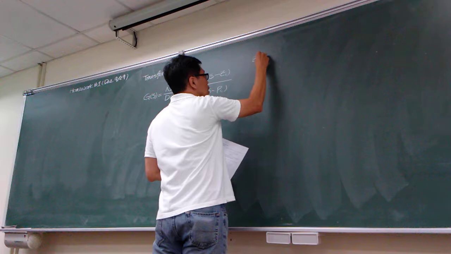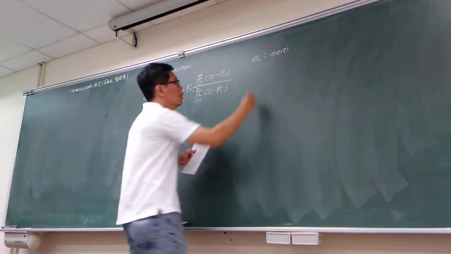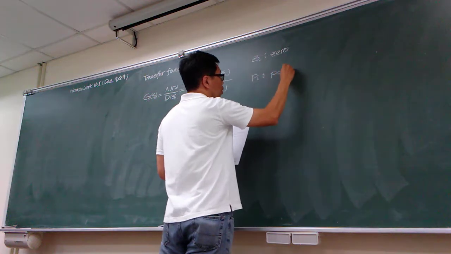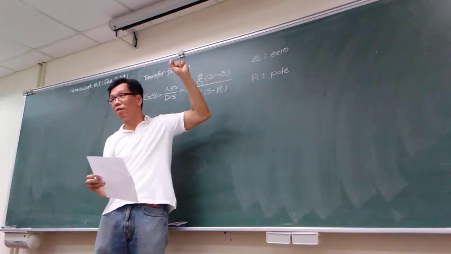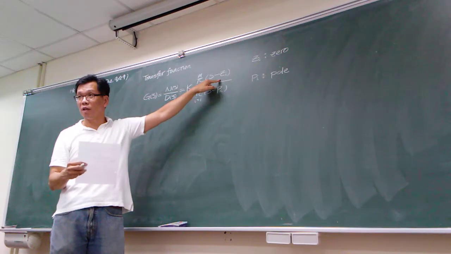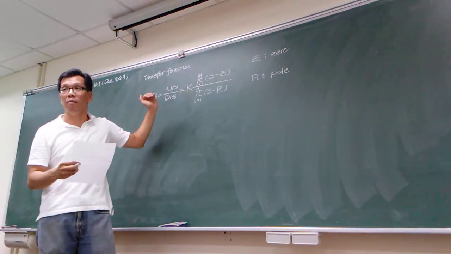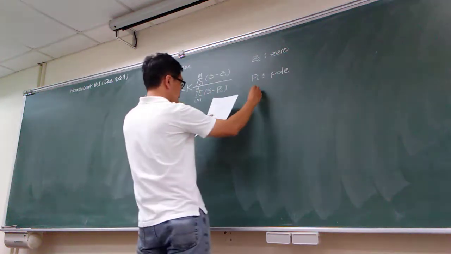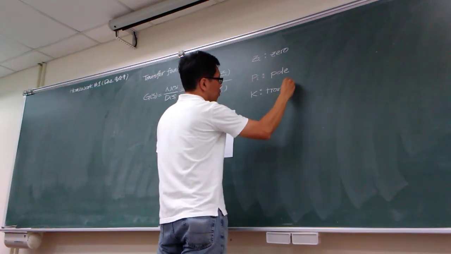The z over here is called zero. The p over here is pole. Okay, so the zero over here is not the number 0. It's just representing one of the roots in my numerator part. Pole is the roots in my denominator part. Okay, K is going to be the transfer function gain.